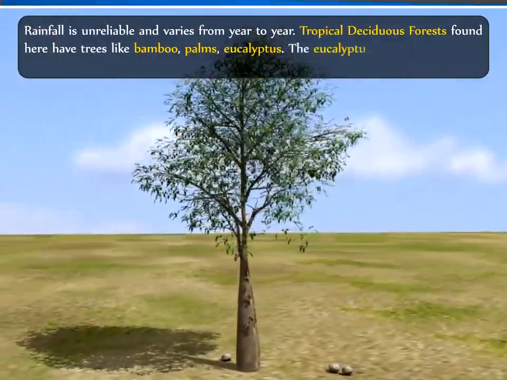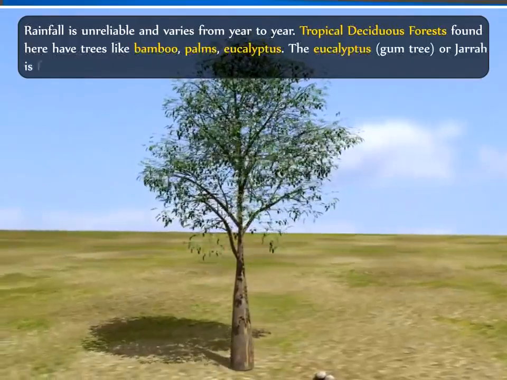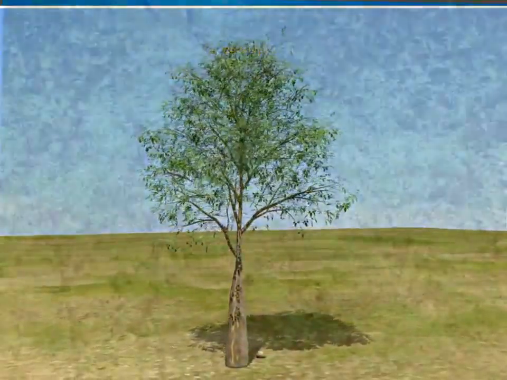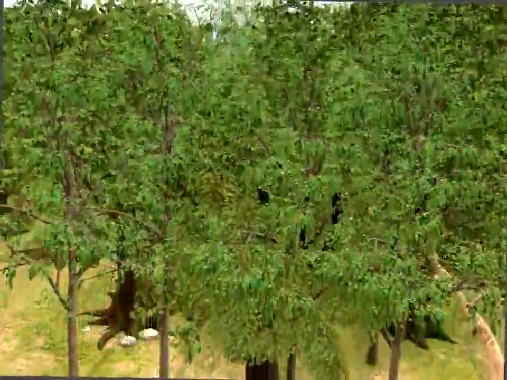The eucalyptus or gum tree or jarrah is found throughout Australia. With over 500 varieties, it is the leading timber tree of Australia and also yields valuable oil.